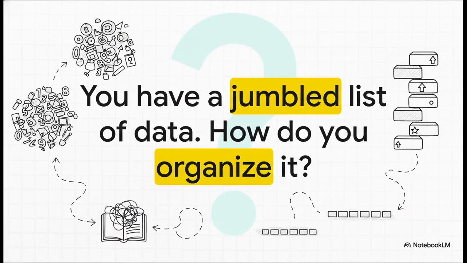Just imagine, you pull a bunch of data from somewhere. Maybe it's a list of high scores, user IDs, whatever. And of course, it's a total mess. Your job is to bring order to that chaos. In Python, you've got two main tools for this, and knowing which one to grab is absolutely key.